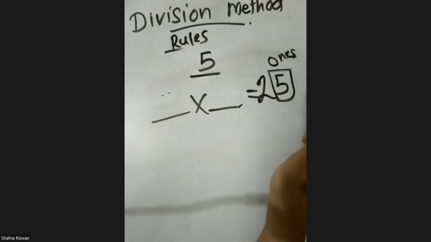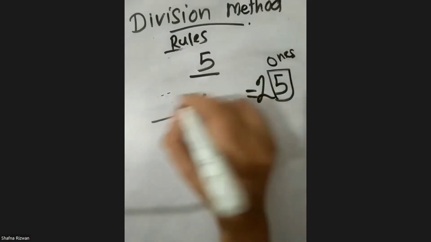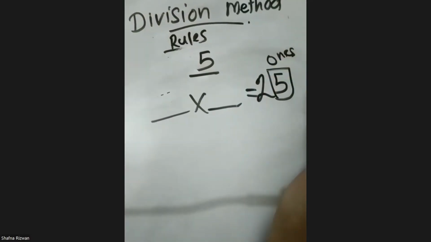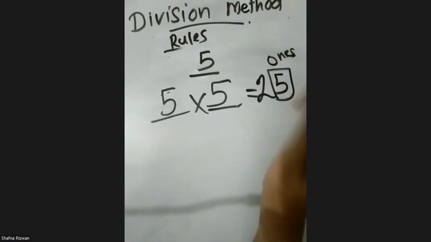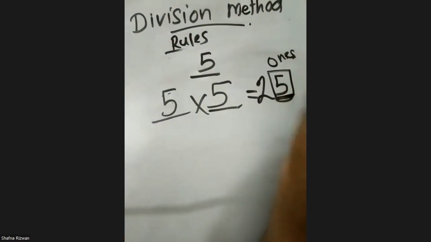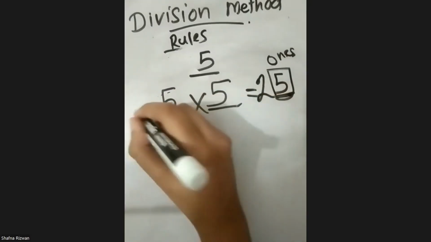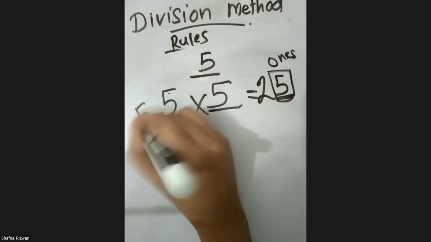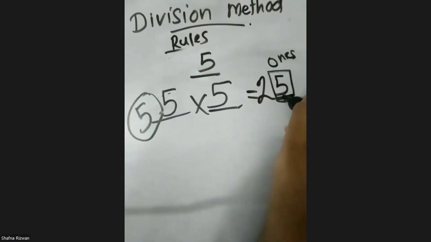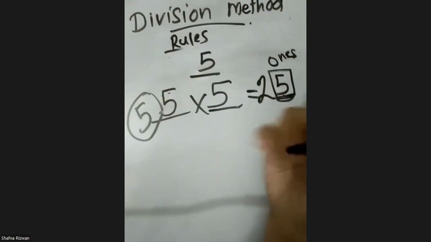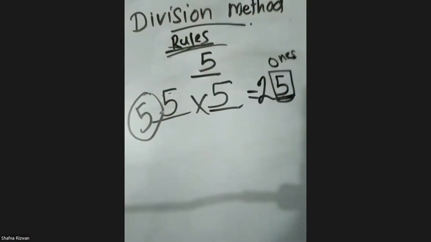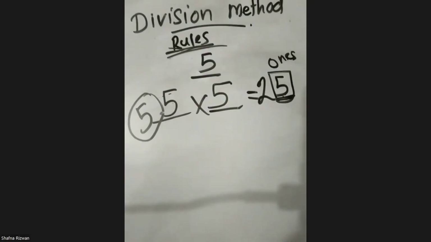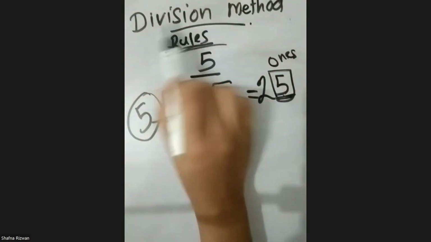So what can you say? What are those two numbers that you can multiply so you can get 25? That is 5 multiplied by 5 will give you 25 and you get 5 in your ones place. So only one number is used to get 5 in your ones place, that is number 5 itself. Always remember these rules, so that you can find the square root by using the division method.